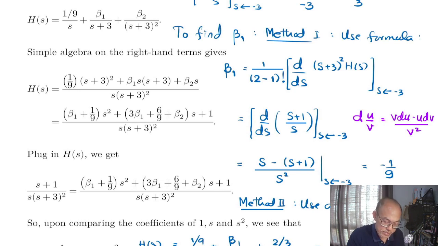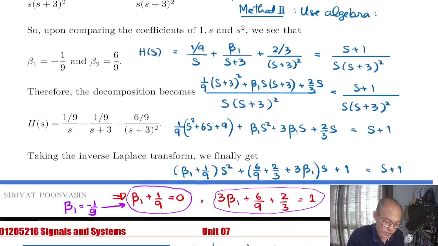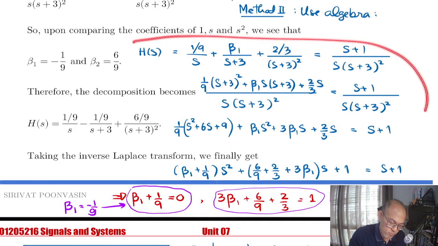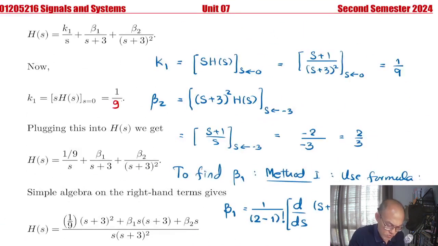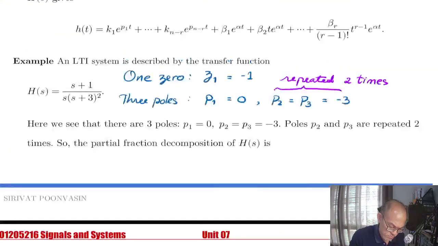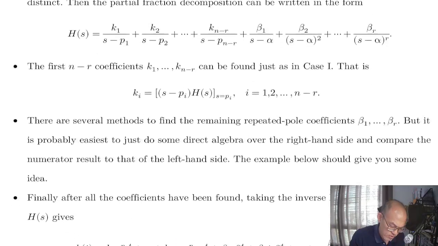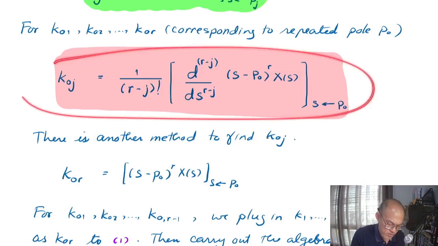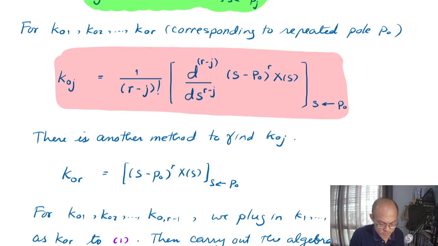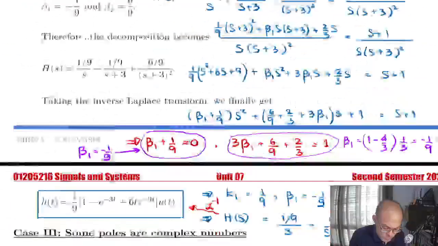I'm presenting two methods, but in general, we tend towards the algebra method because it is very hard to remember this formula.